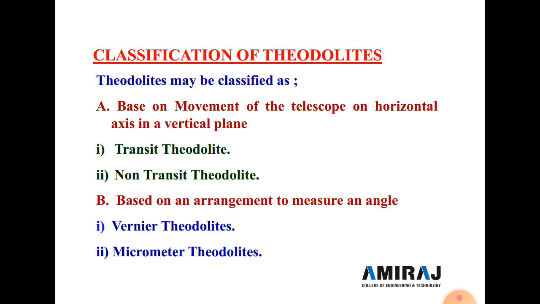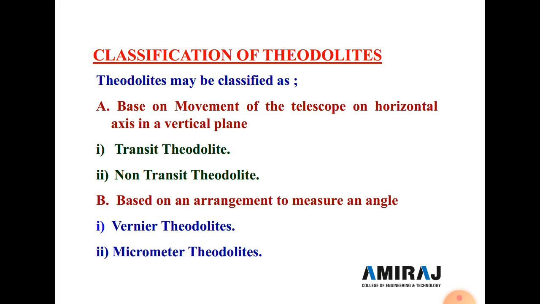Now next is the classification of the theodolite. Generally a theodolite may be classified into two parts. The first is based on the movement of the telescope on a horizontal axis in a vertical plane, and the second is based on the arrangement of measurement of angle. These are the main classifications, and there are other sub-classifications. Based on the movement of the telescope on a horizontal axis in a vertical plane, they are divided into two parts: the transit theodolite and the non-transit theodolite.